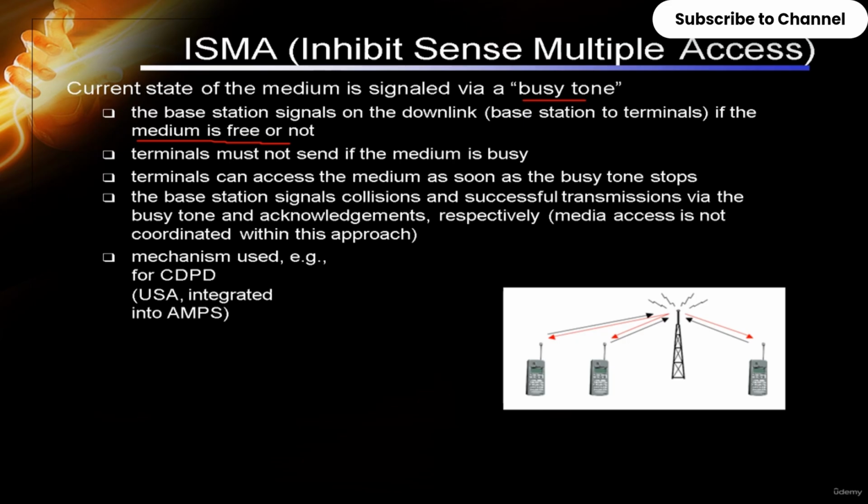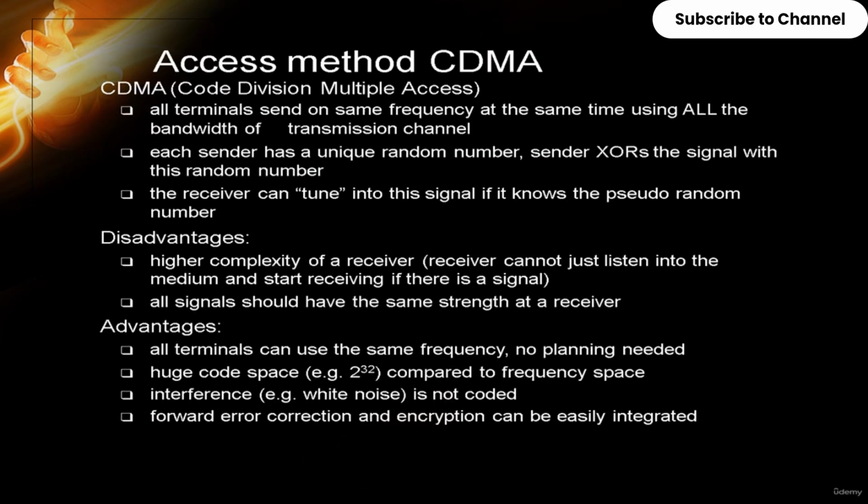They won't send any reply to the base station. A terminal can access the medium as soon as the busy tone stops. If it is over, then it can communicate. If the medium is busy, it cannot communicate. This is the mechanism used in inhibit sense multiple access. Here it uses a busy tone to communicate between the base station and the receivers.